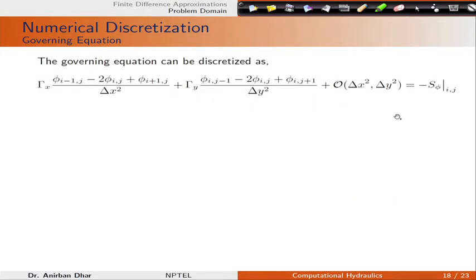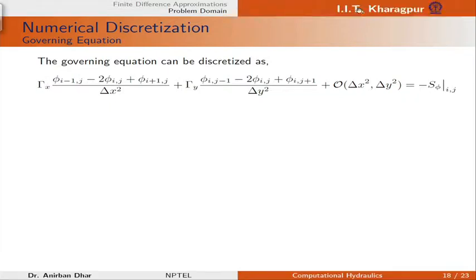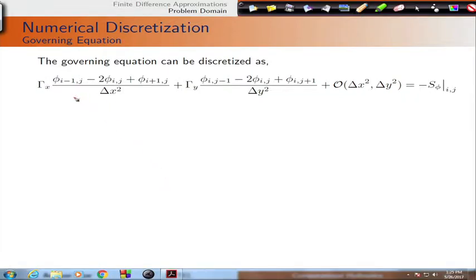So, let us consider the discretization of the governing equation. In this case, we have discretized the governing equation with a second order accurate scheme, gamma x, gamma y into this, which is second order accurate, minus S phi ij, which is the specified value or sourcing term, and we have transferred it into the right hand side.